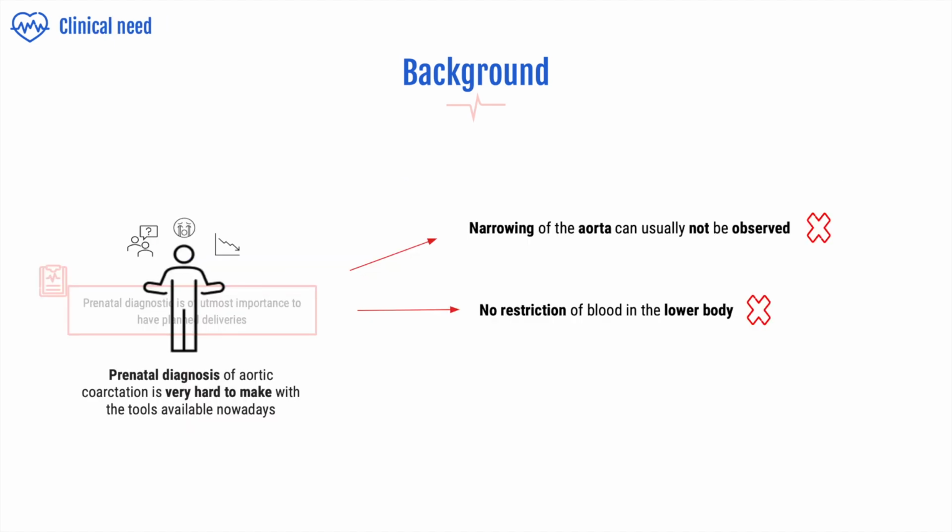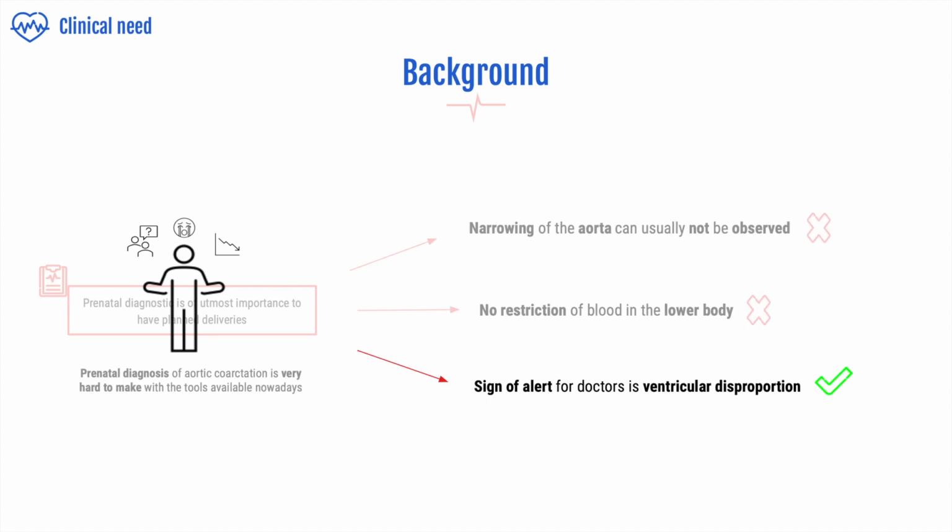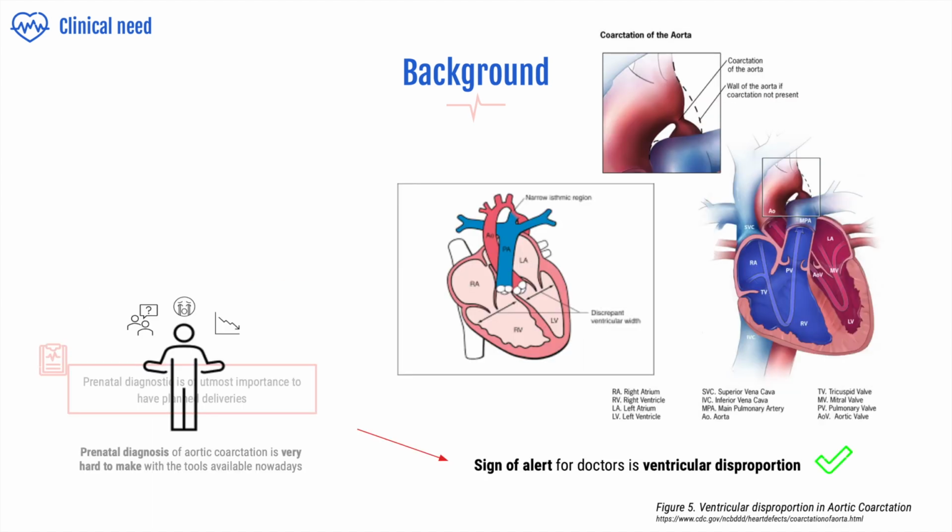Even if technology has improved a lot, the narrowing of the aorta is usually difficult to observe in the echocardiogram, and no restriction of blood can be seen either thanks to the presence of the ductus. This is why a more evident sign of alert for doctors is ventricular disproportion. Indeed, due to the adaptation mechanism with the ductus, the right ventricle becomes responsible for providing most of the lower body flow, which makes right dominance emerge, as you can see here in the photos of the video.